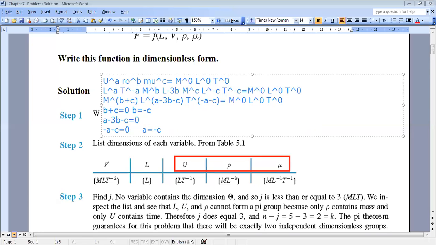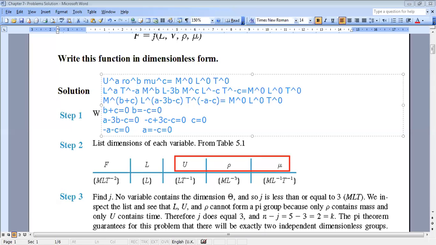-C plus 3C, okay, minus C equals to 0. So this will give me that the value of C is, so C equal to 0. And therefore B is equal to 0 and A is equal to 0.